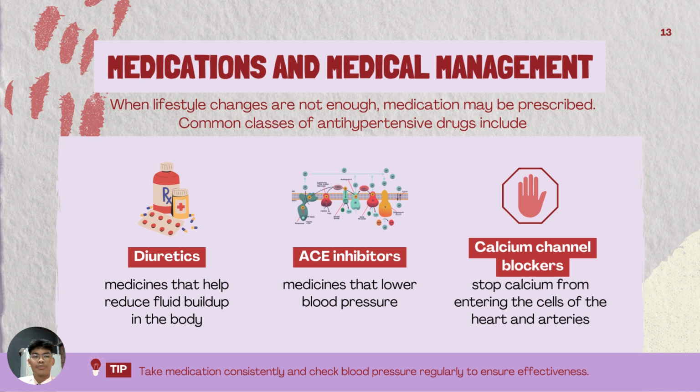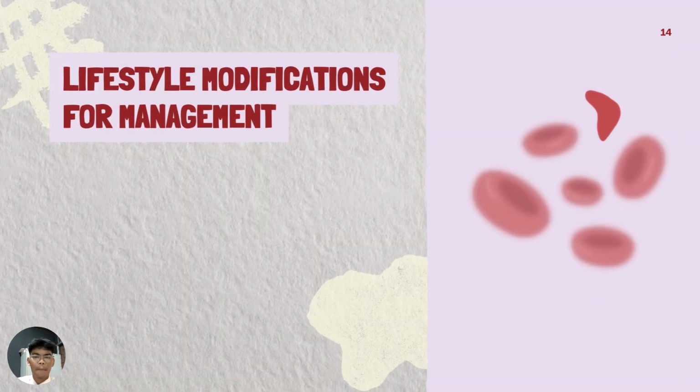Medications and medical management. When lifestyle changes are not enough, medication may be prescribed. Common classes of antihypertensive drugs include diuretics, medicines that help reduce blood fluid buildup in the body; ACE inhibitors, medicines that lower blood pressure; and last but not least, calcium channel blockers, which stop calcium from entering the cells of the heart and arteries. A small tip: always take medication consistently and check blood pressure regularly to ensure effectiveness.